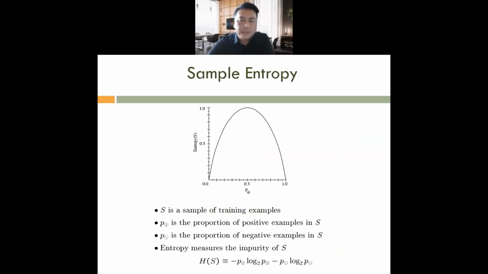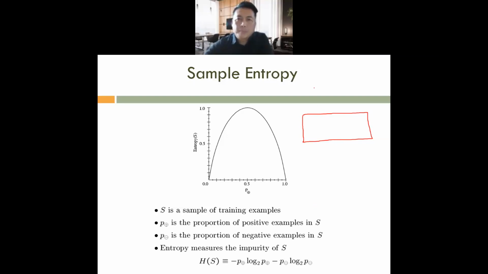Okay. So this is a very important concept, sample entropy. This is referring to how pure your node is. Okay. So for example, you have one box.